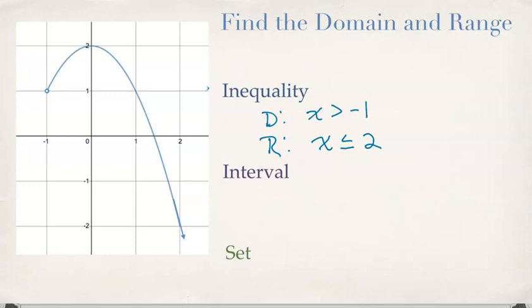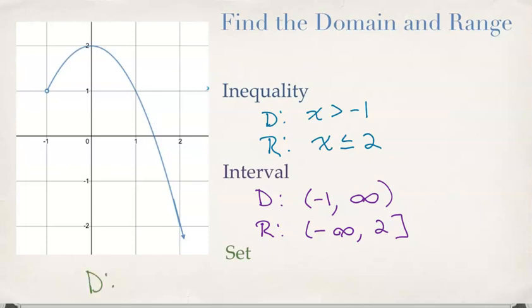In interval notation, we have the same information. I just want to say that the domain goes from -1, not included, all the way to infinity. The range goes from -infinity up to 2 included. Set notation, the domain is the set of all x's, and you can say in the real numbers, such that x is greater than -1.